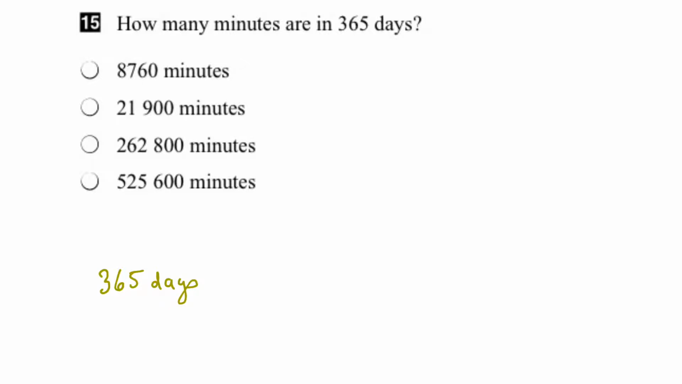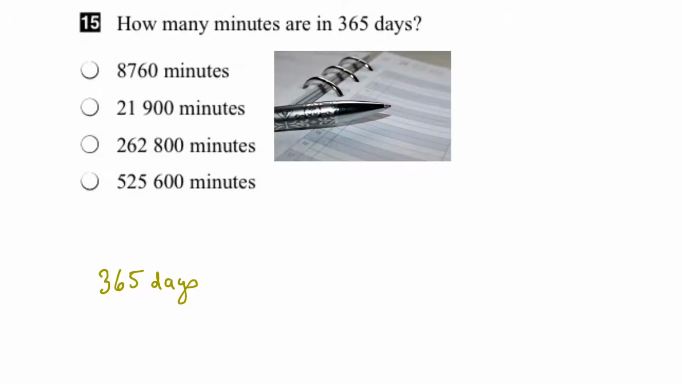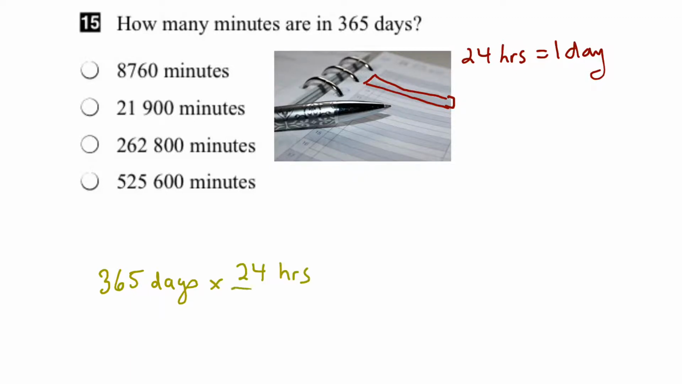To help us, let's bring in a visual. Think about a daily schedule planner. And we can see in here that each one of these time slots represents an hour. And so we know that there are 24 hours in one day. And we can write that as a fraction, or if you like, as a rate. So there are 24 hours in one day.